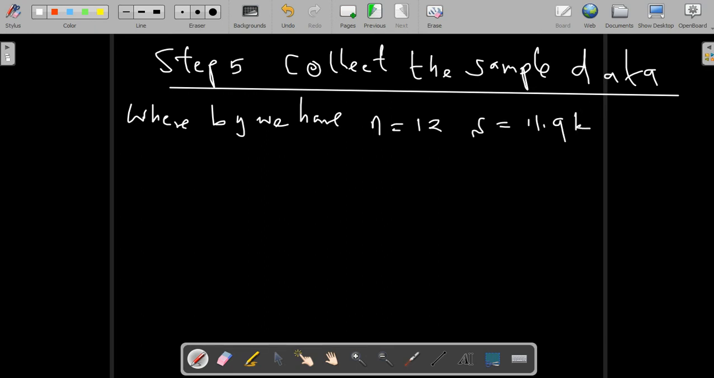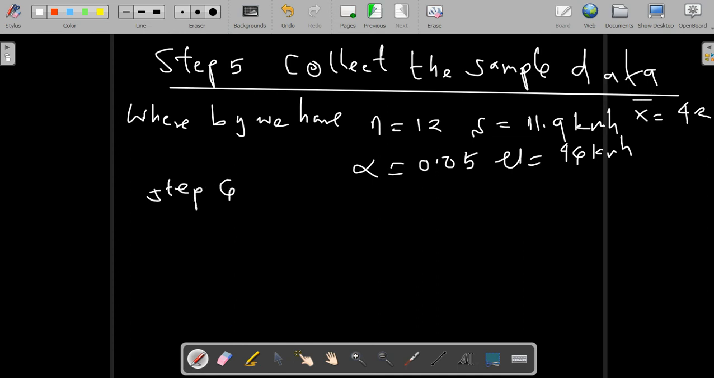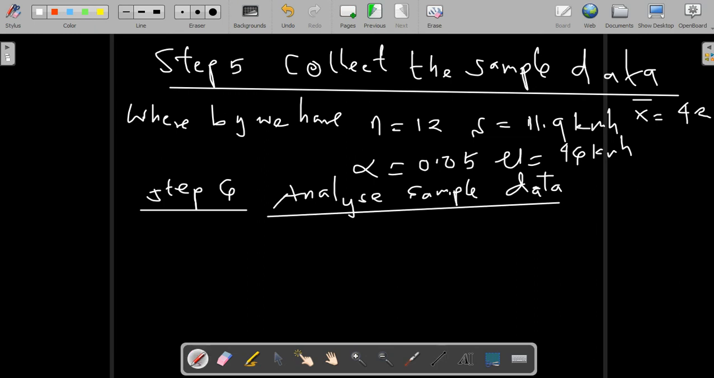Step number 5, we collect the sample data, whereby we have the number of observations equal to 12, which is given. We have also the sample standard deviation equal to 11.9. We have the level of significance 0.05. We have also the population mean, which is 46. The step number 6, now we apply our collected data to solve for what is known as T calculated.